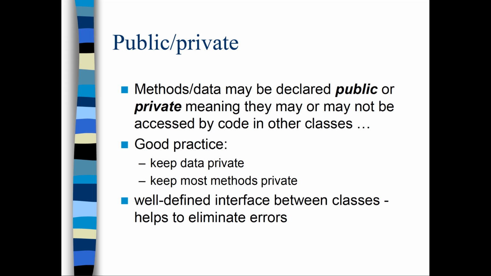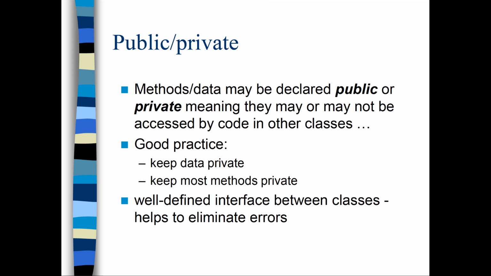Methods or data may be declared public or private, meaning they may or may not be accessed by code in other classes. So I have noted some good programming practice for you: keep the data private and keep most of the methods of your classes private. A general good practice is that all the data inside a class must be declared in the private part, and only those methods that are necessary should be declared inside the public section.